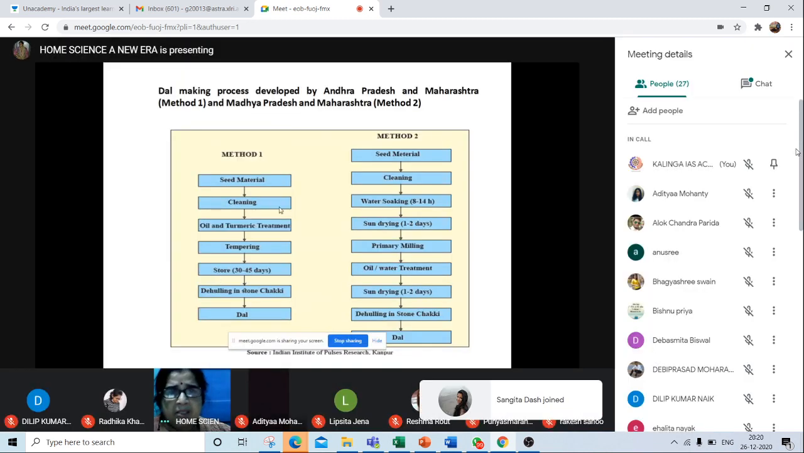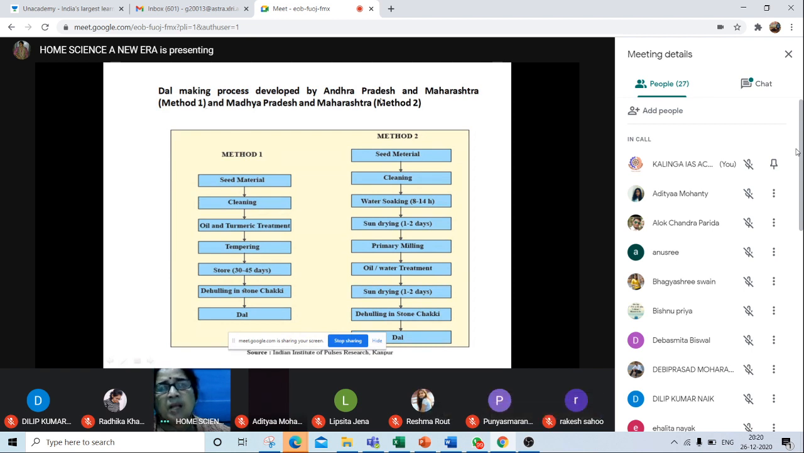These are some of the methods, that is the dal making process developed by Andhra Pradesh and Maharashtra, method 1 and method 2, that is at Maharashtra also. It is from the Indian Institute of Pulses Research, which is not necessary, but for common sense I have given it here.